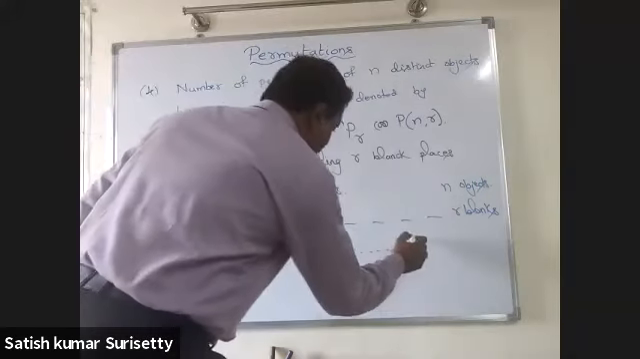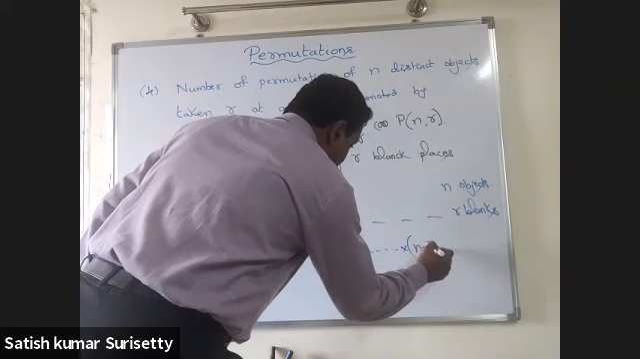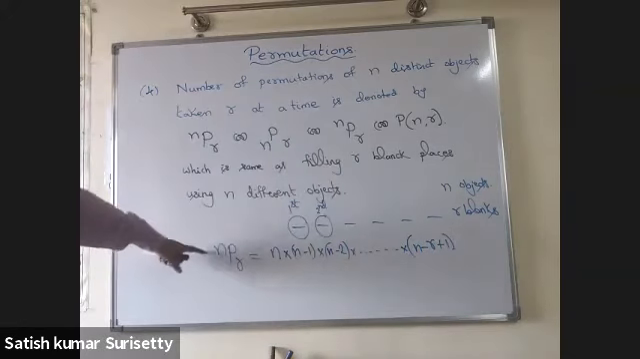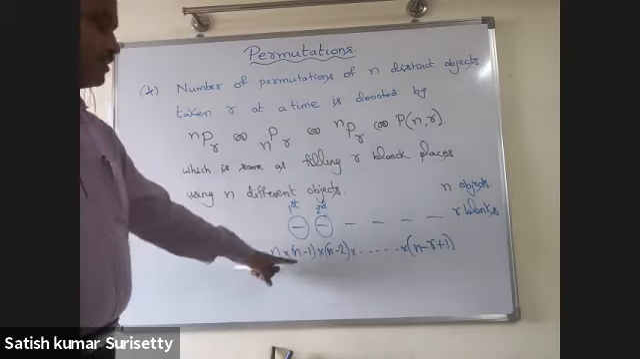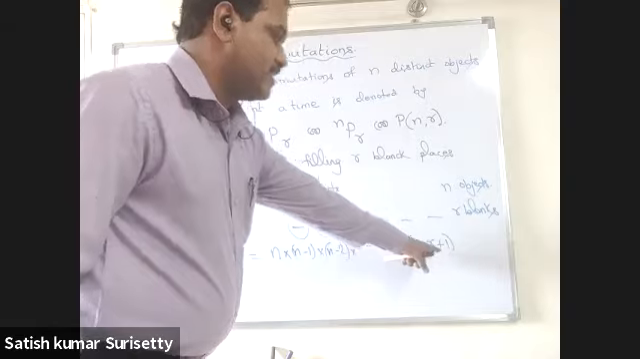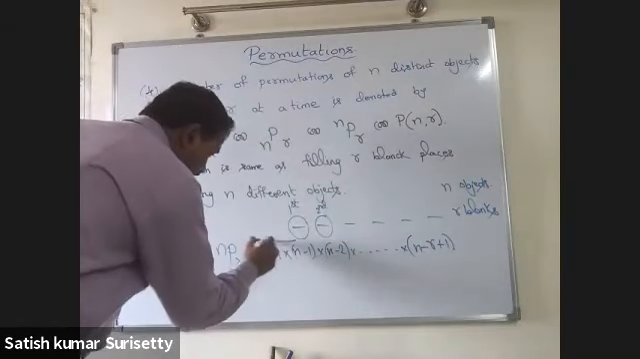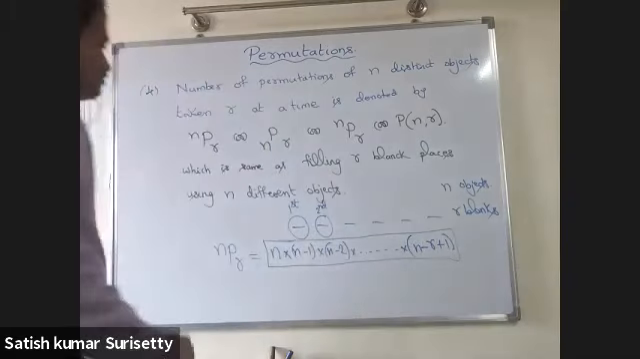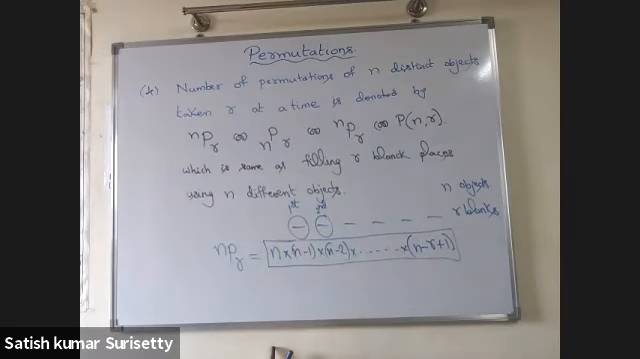So the rth blank will be n minus r plus 1. That is, nPr equals n into n minus 1, n minus 2, and so on, up to n minus r plus 1. Now this we can rewrite in another form using factorial notation.